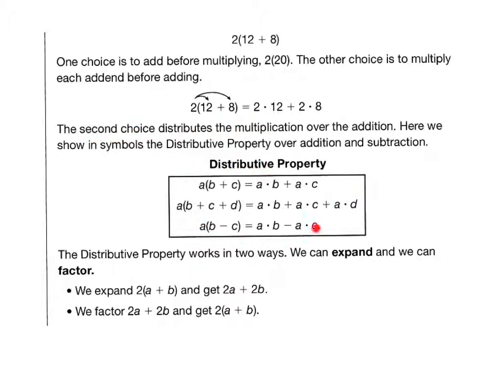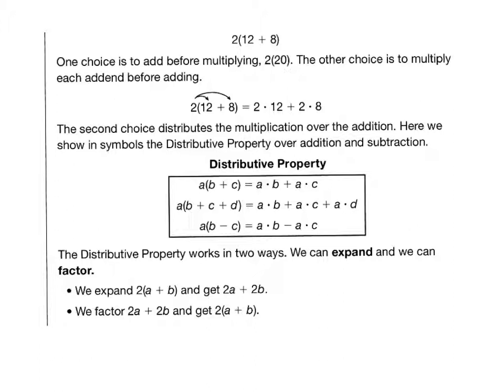So write this down. This is the distributive property. A times the quantity B plus C is the same thing as A times B plus A times C. You can also do it when you have more than 2 terms. A times the quantity B plus C plus D is the same thing as A times B, plus A times C, plus A times D. Then we can also do it this way if you're subtracting: A times the quantity B minus C is the same thing as A times B minus A times C. So this is the distributive property.